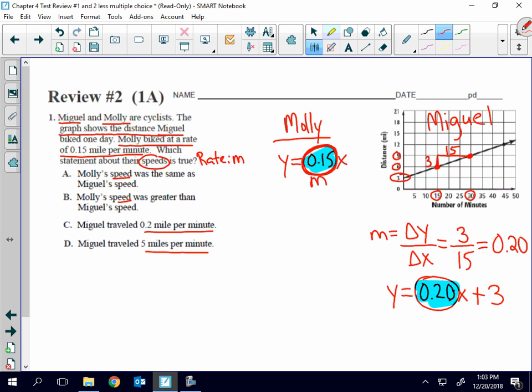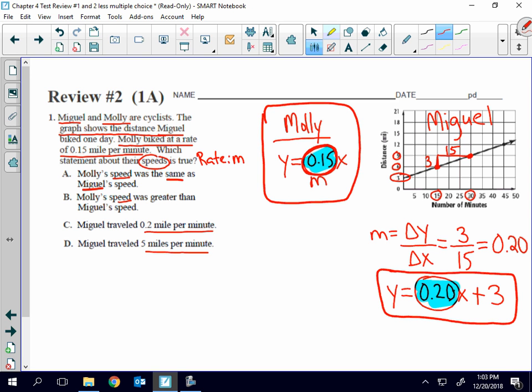So, A, is Molly's speed, here's Molly, is Molly's speed the same as Miguel's speed, which is right here? Obviously not. 0.15 is not the same as 0.20. It's not A. Was Molly's speed greater? Well, you know that 0.15 is less than 0.2, so it's not that either. Did Miguel travel 0.2 of a mile per minute? Yes, 0.20 is the same as 0.2. Okay, so that is our answer for number 1.